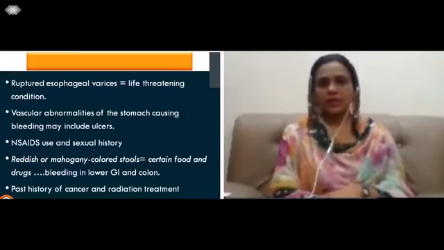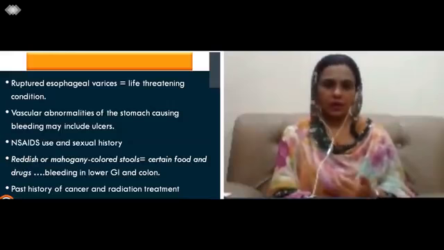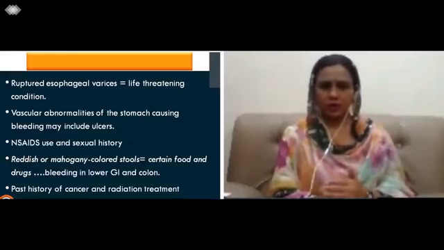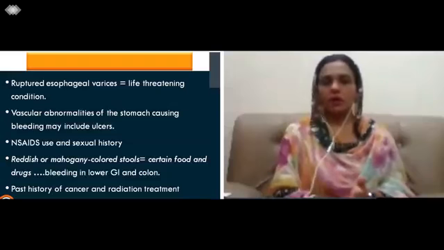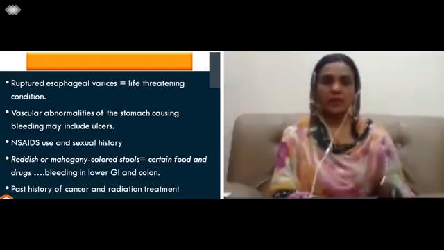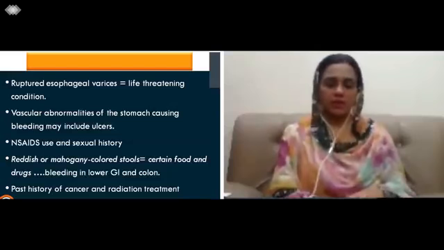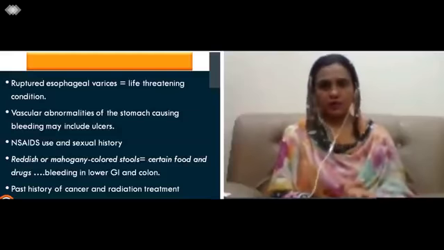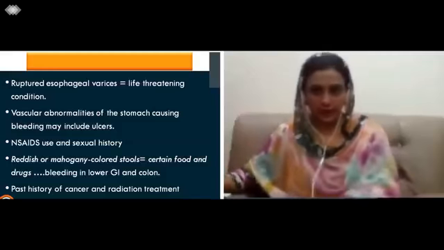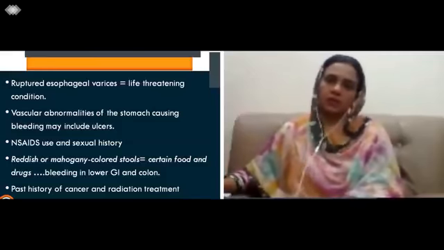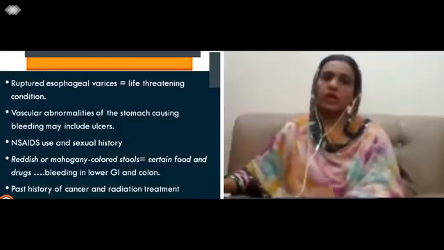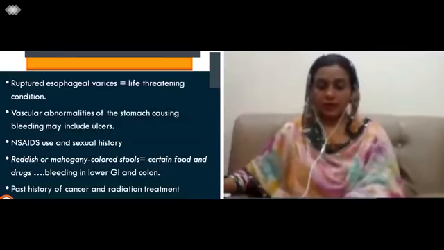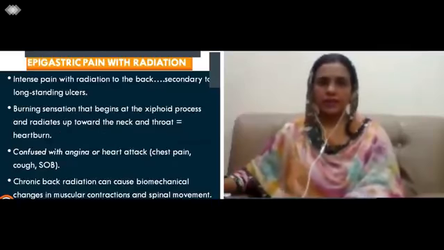Another thing is that if you are thinking about the lower GIT, like the colon, and lower GI bleeding, then another cause of this bleeding can be cancer, and sometimes radiation therapy. Especially females with cervical cancer and uterine cancer, if they had radiation treatment, that can damage the lower part of your GIT, especially your colon, anus and rectum. So you need to ask about the history of cancer and also the radiation treatment taken for it. That can also be a cause of bleeding in the lower GIT.